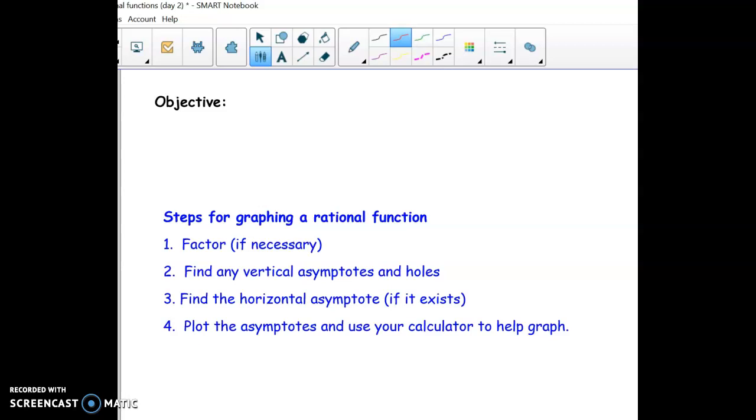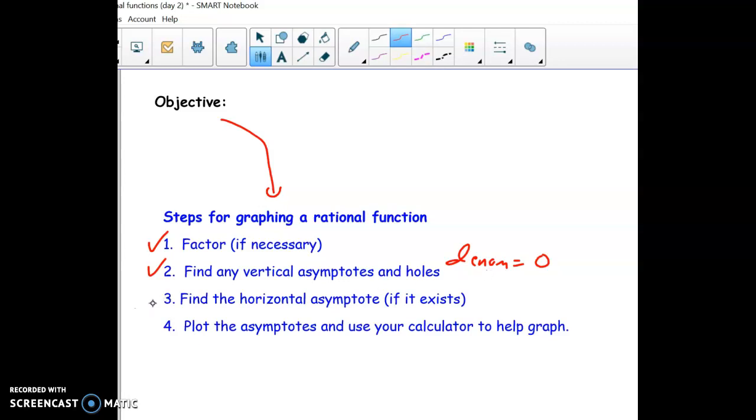Okay, so our objective is to graph rational functions. So it's right there, graph rational function. And we kind of did the first couple parts in the first lesson. We factored, we learned how to do that, and then the vertical asymptotes and holes, that happens when the denominator is equal to 0, right? So you'll get what's called a discontinuity or break, and it can either be a vertical asymptote or a hole. So you look when the denominator is 0.